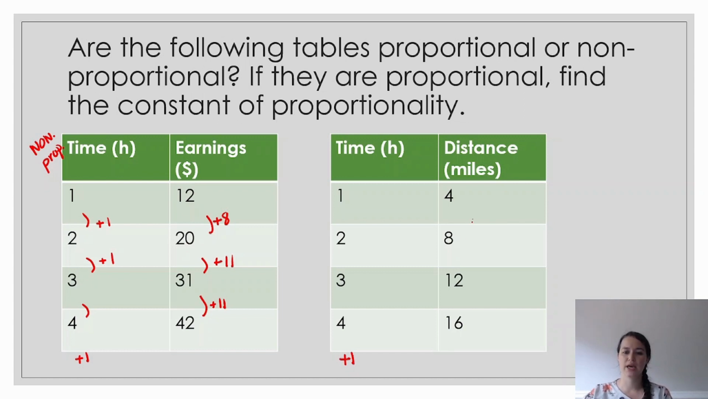I go 4 to 8 plus 4, 8 to 12 plus 4, and then 12 to 16 is plus 4. Okay, so that's good. So this one would be proportional. Now it's proportional based on the information that they've given me. So this is what they've given. Based on what I see, it is proportional.